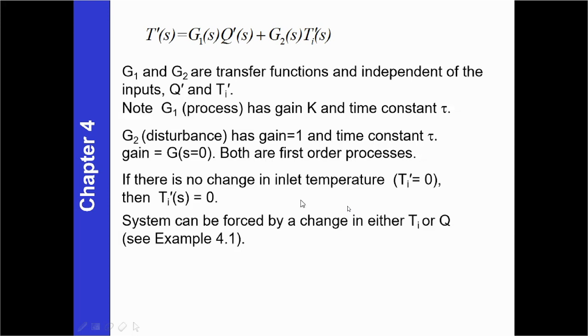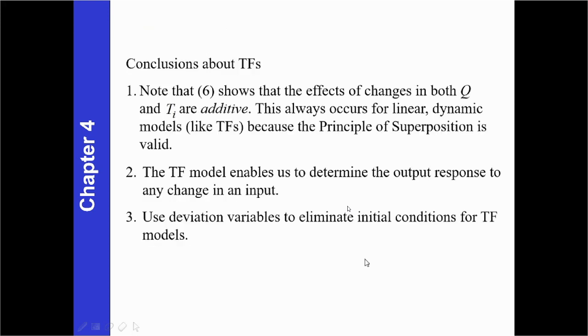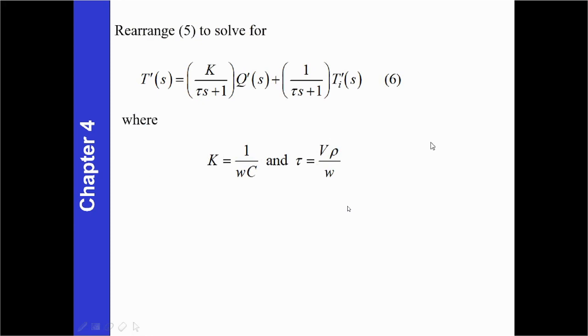And if there is no change in the inlet temperature, that is Ti' equal to 0, then Ti'(s) equal to 0. And in this case, we can say that the system can be forced by a change in either Ti or Q. Let's see in the next example here. So what it means is the conclusions about the transfer functions. So we note that equation 6, this one here, T'(s) equal to K over (tau s plus 1) Q'(s) plus 1 over (tau s plus 1) Ti'(s).